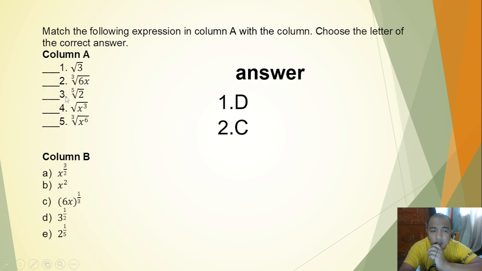How about number 3? 5th root of 2. The answer is E, 2 raised to 1/5. How about number 4? Square root of x cubed. The answer is A, x raised to 3/2. And of course, number 5, cube root of x to the 6th power. B, the answer is x squared. This is written as x raised to 6/3 or x squared.